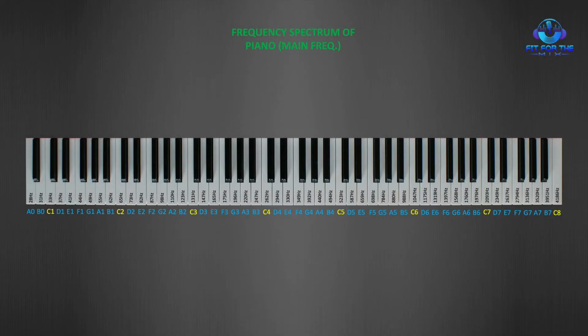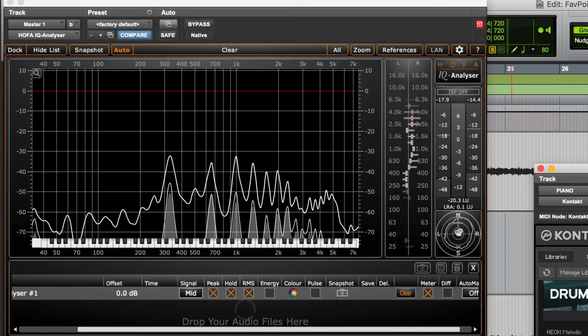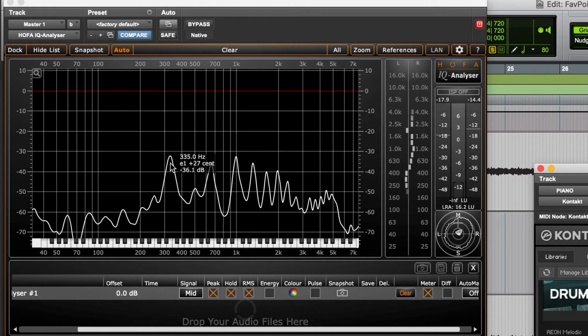Let's see what happens with the E4 note. We should have 330 hertz. Here's our 300 hertz, and our 330 hertz is here.